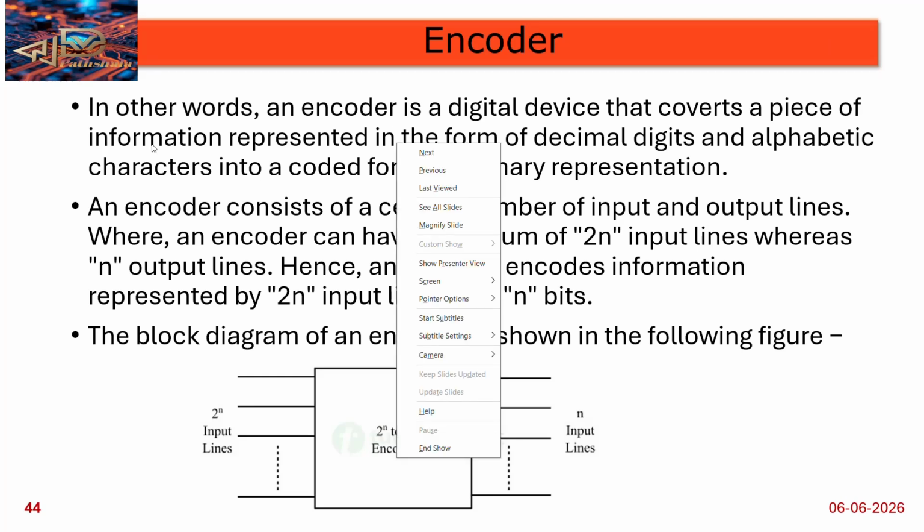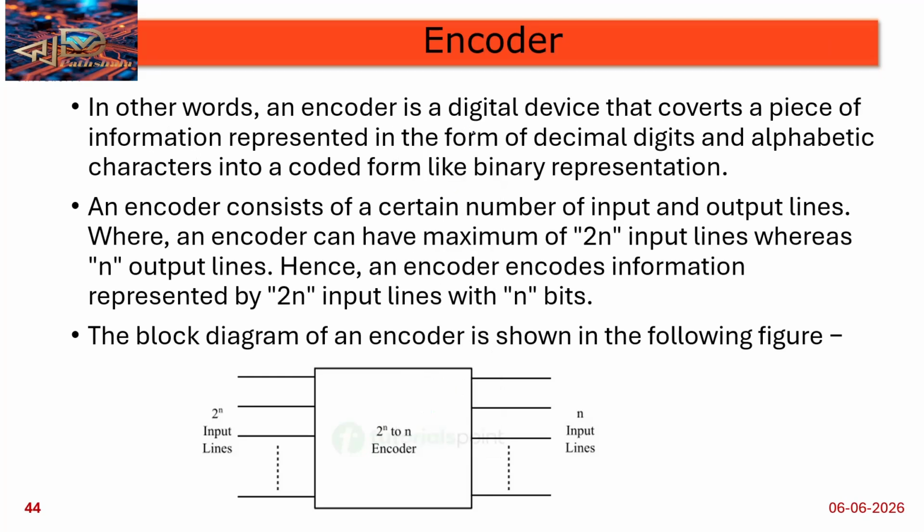Encoder is having 2 power n number of inputs and n number of outputs we are getting there. So what are those? 2 power n number of inputs we are getting, right?